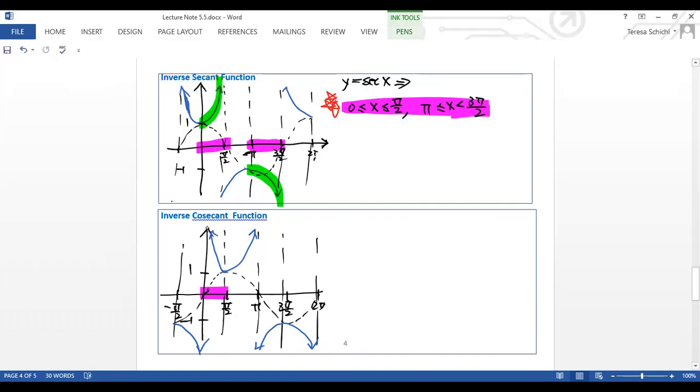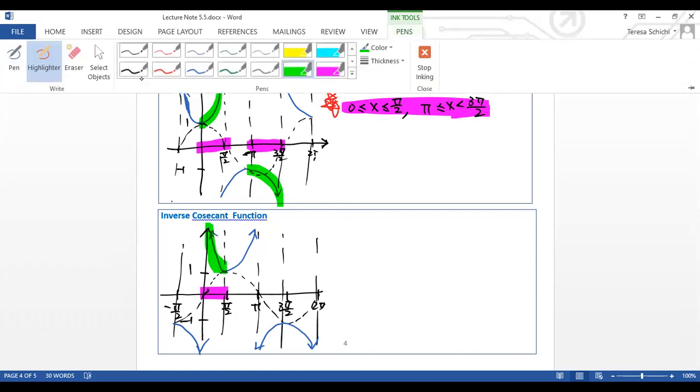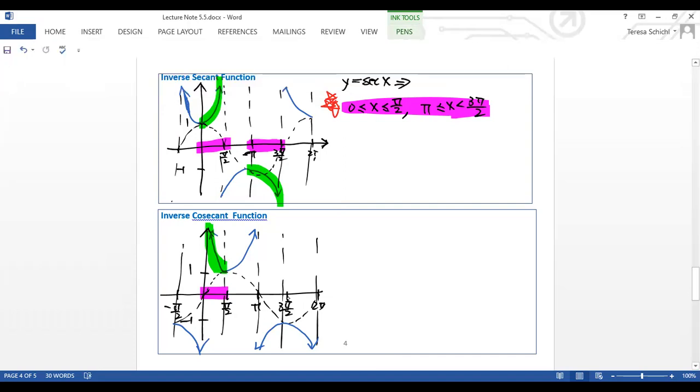If I restrict it here, I cover this leg, so I cover the leg going to positive infinity. I need to restrict another one, where I go to negative infinity. I'm going to restrict it here, so this one covers these legs.